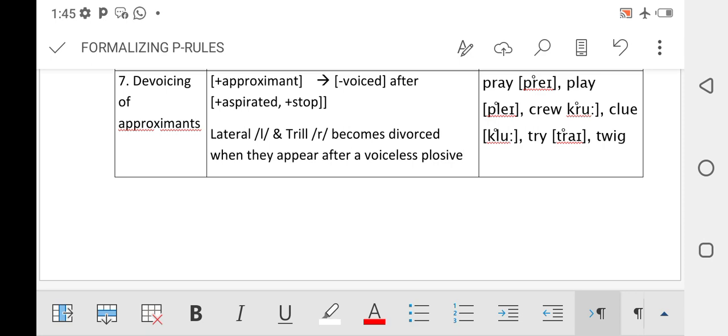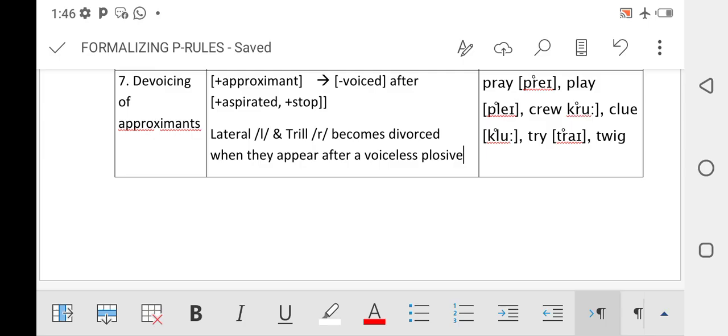After a voiceless plosive. So that is what is happening here. Okay, so we have p is a voiceless plosive, k is a voiceless plosive, t is a voiceless plosive. Now r occurs with p in the environment of pray. Okay, this r becomes devoiced. It was formerly a voiced sound.